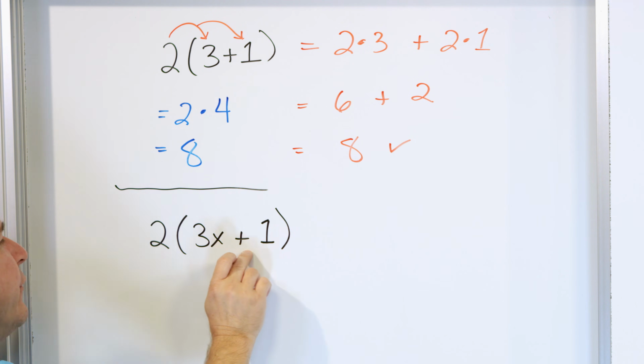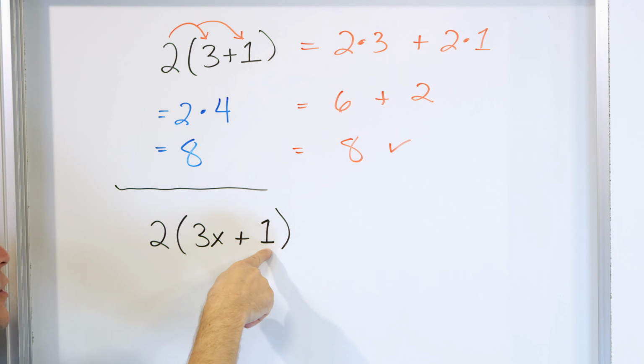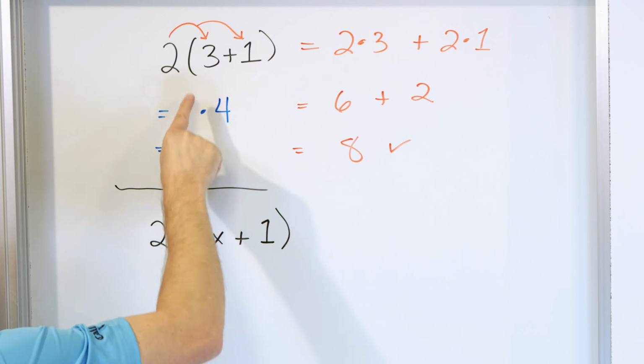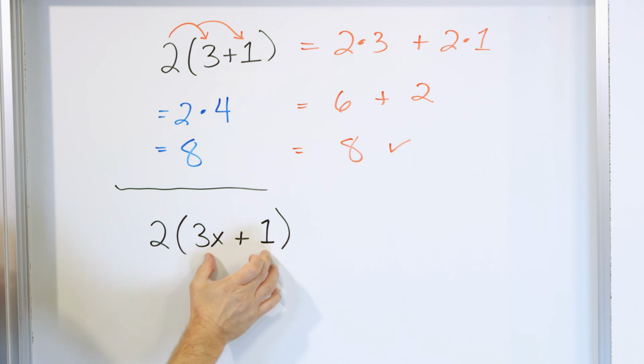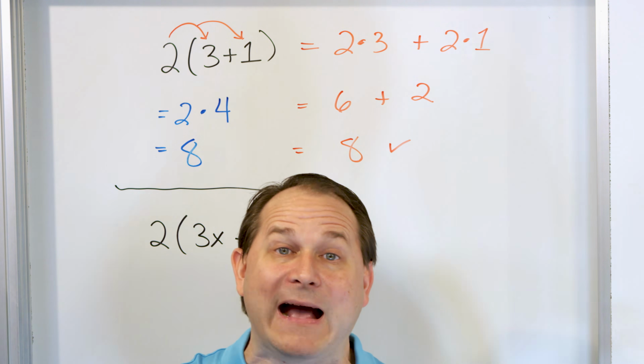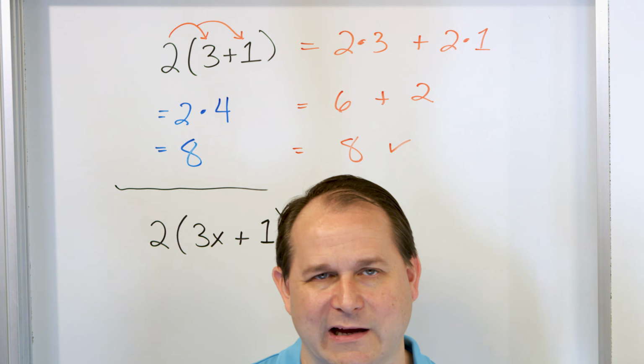But notice that these are not like terms. This is an X term, and this term is a number. It has no variable. So we cannot combine them. Here we were able to add them and then kind of get an answer. But here we just can't do it because these are not like terms. If that is not familiar to you, then go back to the last lesson on combining like terms, and we've gone over it at great length, okay?